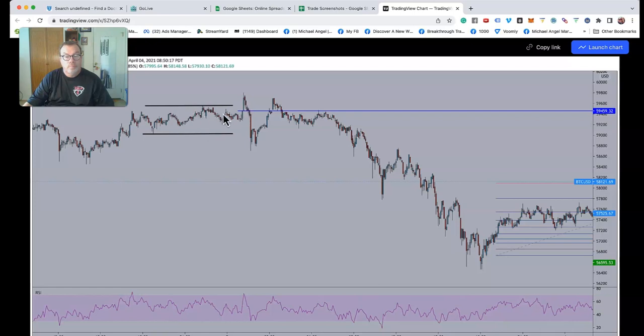So you just need to recognize these patterns. And don't take my word for it. Go back and go through the charts and find these patterns. They're there. They're everywhere. And it might take you a little while to train your eyes to see them, right? But eventually you'll be able to see them. And you can see right here, price reacts off that area.